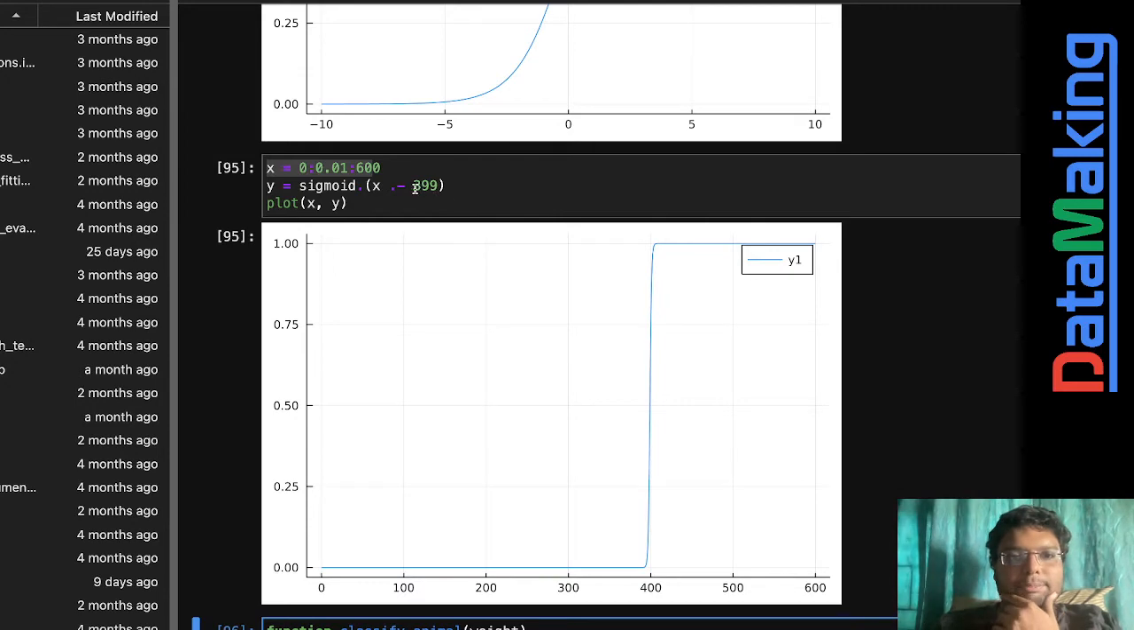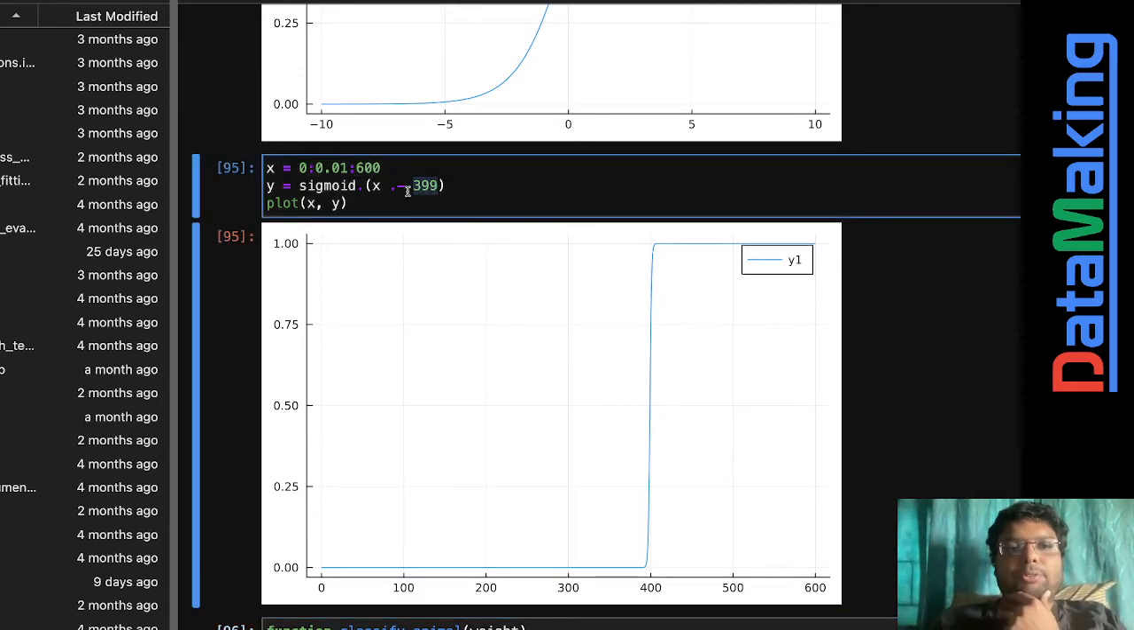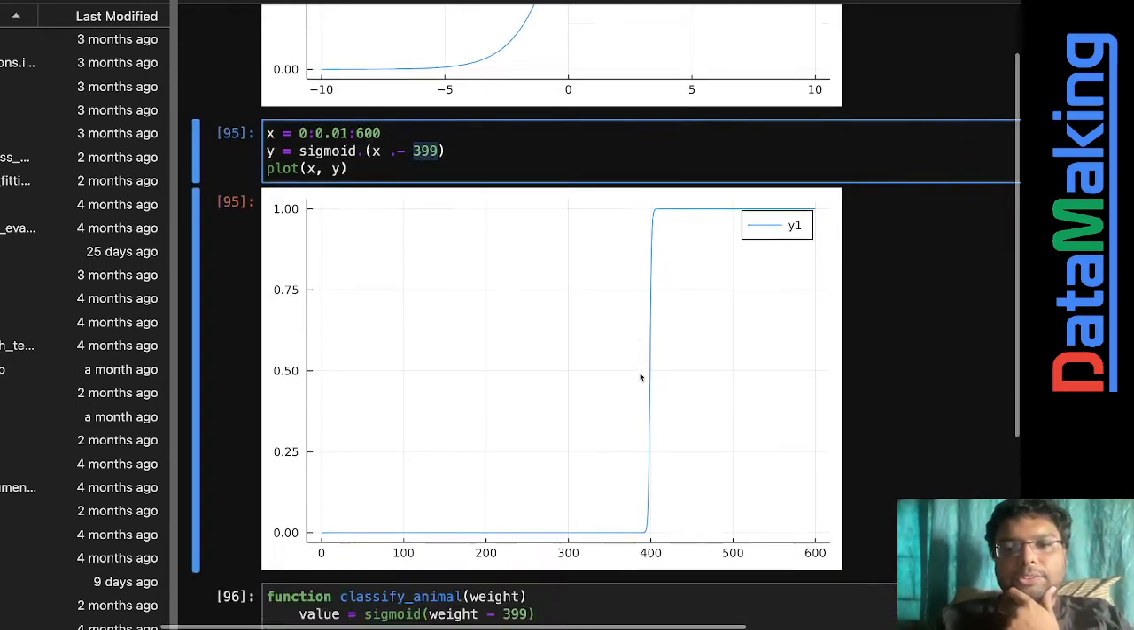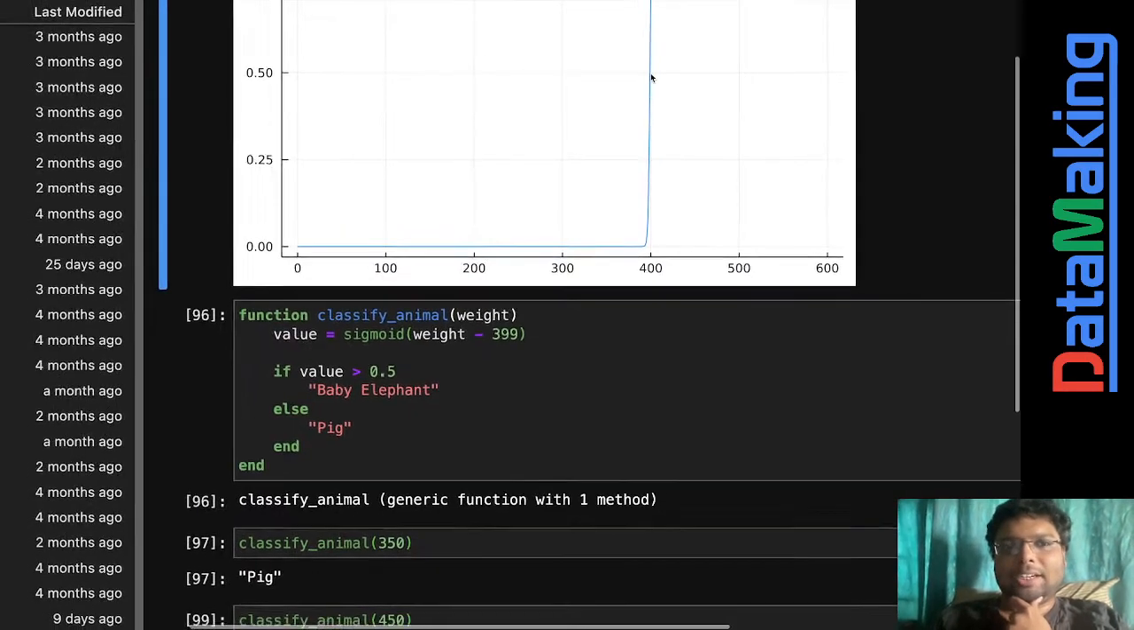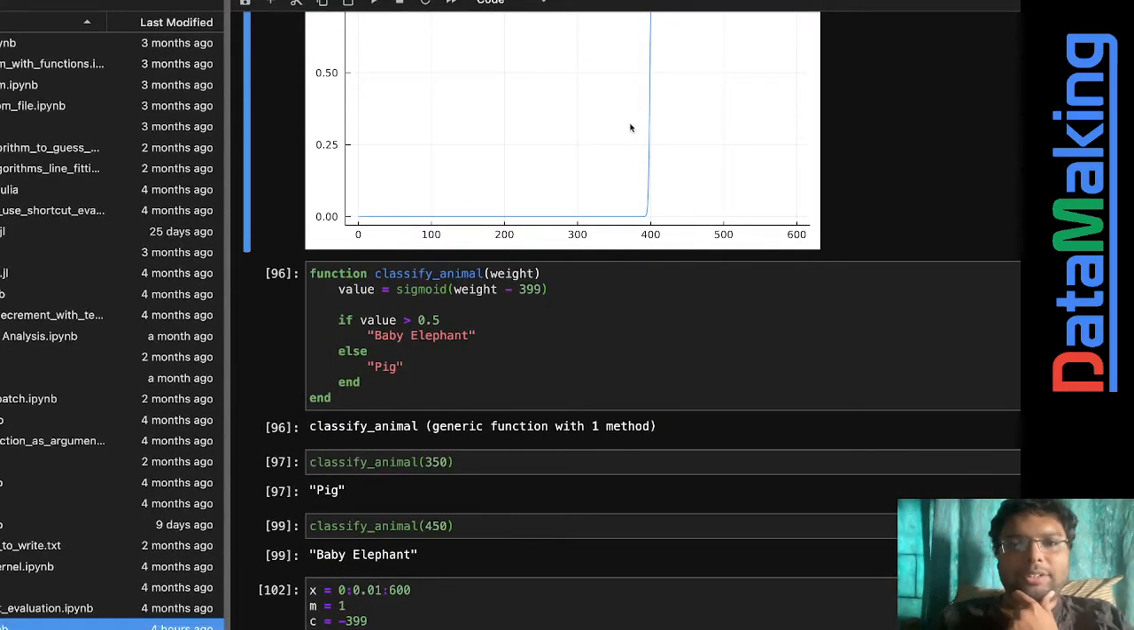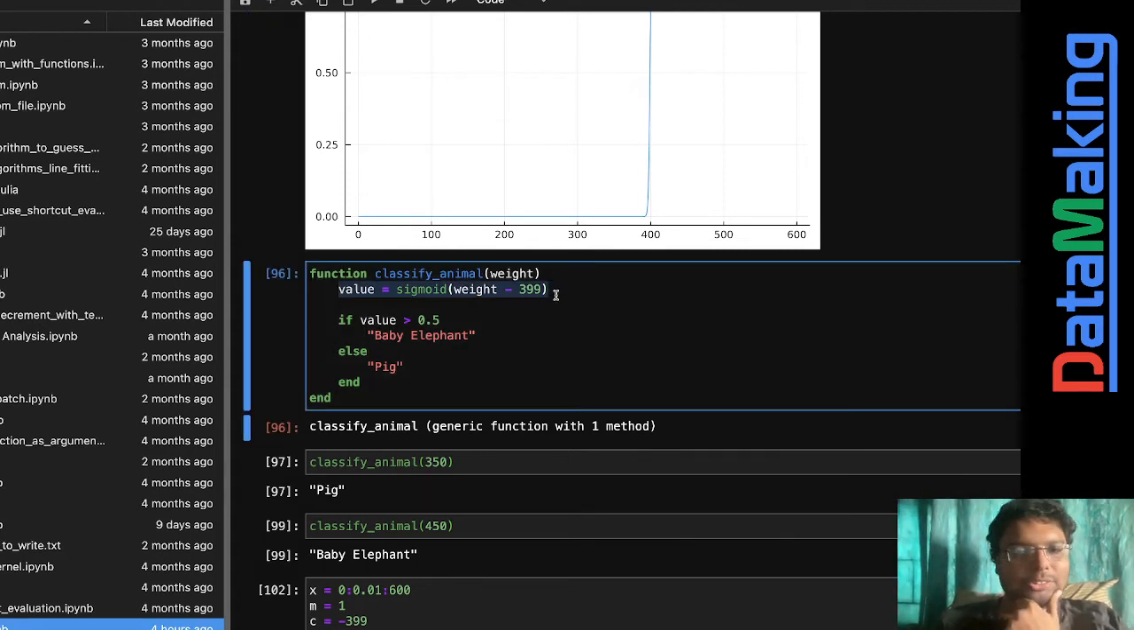So I'm subtracting 399, just element-wise minus, and that's how it is. You get this plot where the value is 0.5 slightly before 400, though it's hard to view at this scale. Then I'm putting this equation over here: weight minus 399. If the value is greater than 0.5, print baby elephant, or else print pig.